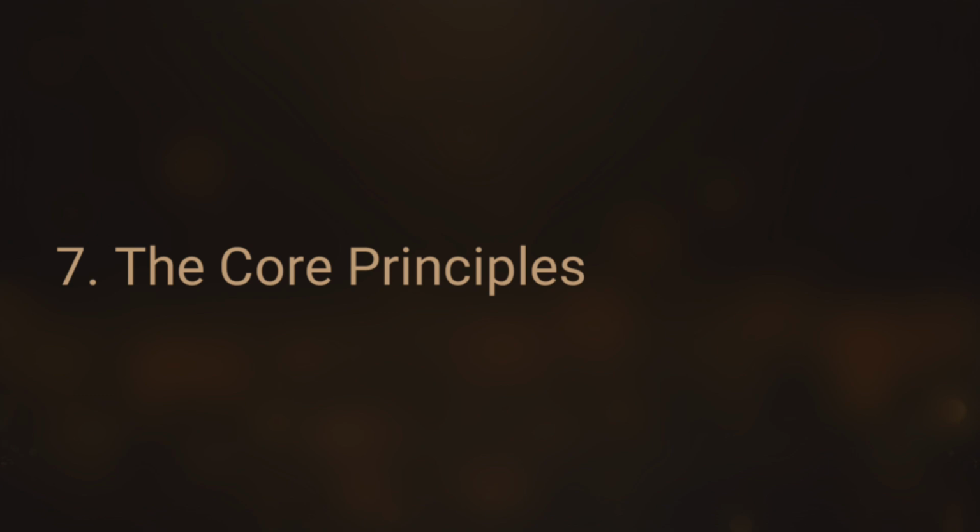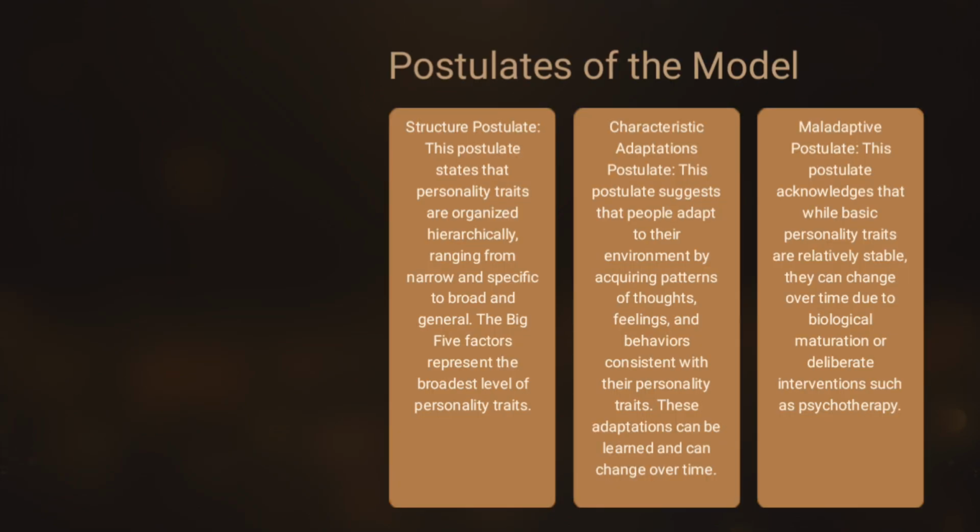So, the core principles: postulates of the model. The structure postulate. This postulate states that personality traits are organized hierarchically, ranging from narrow and specific to broad and general. The Big Five factors represent the broadest level of the personality traits.